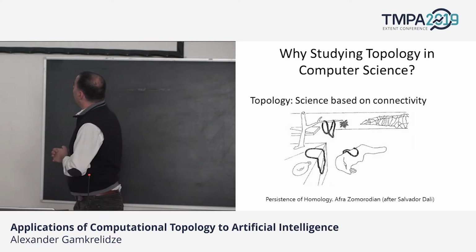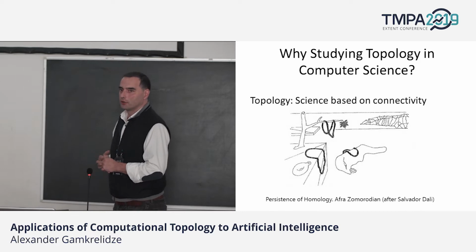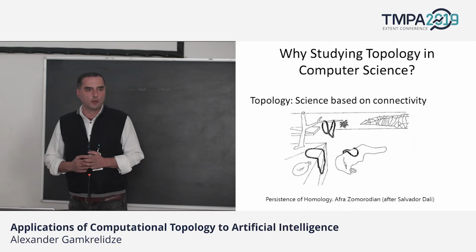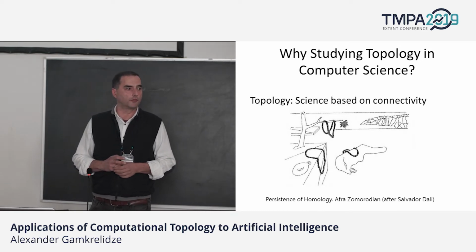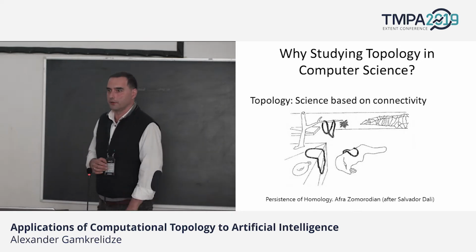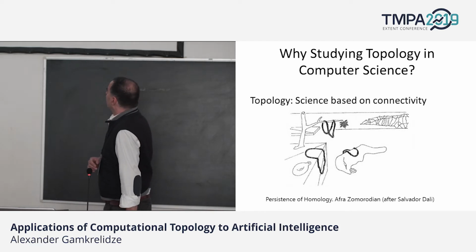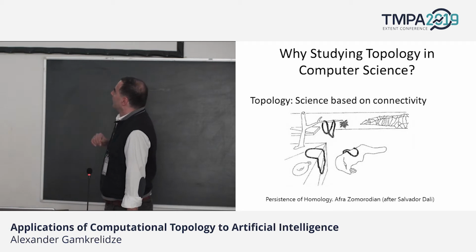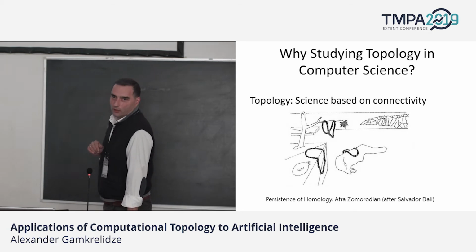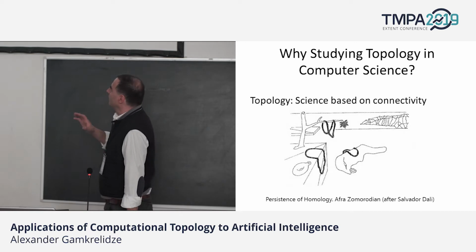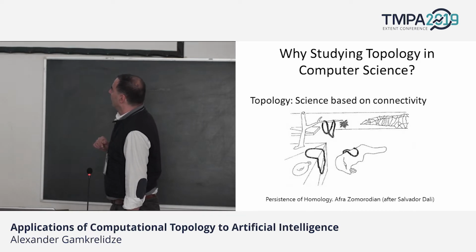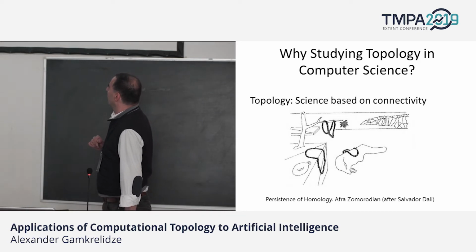This is a nice picture from Afra Zomorodian, a famous researcher in the field of computational topology. And this is a famous picture of Salvador Dali, which he did with topological objects. This is a topological picture of Dali's painting, and he called it Persistence of Homology.